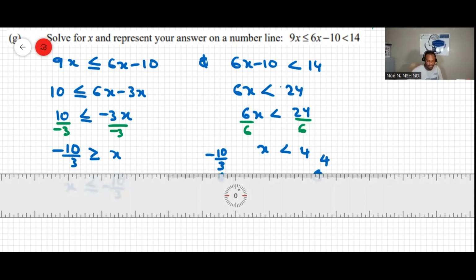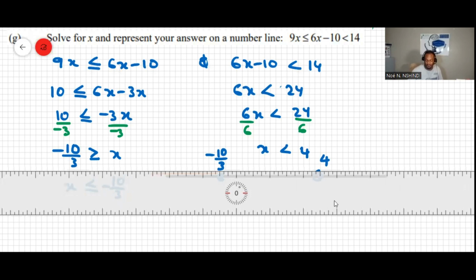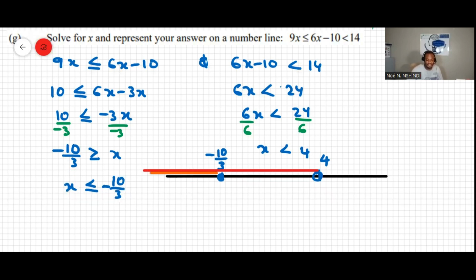Less than negative 10 over 3 will go this way, and less than 4 will go this other way. Now we're going to look at the intersection. Where they intersect, they intersect over here. This part here is where they intersect, so this is where the solution is. Therefore, x is less than or equal to negative 10 over 3. So this is the final answer here.